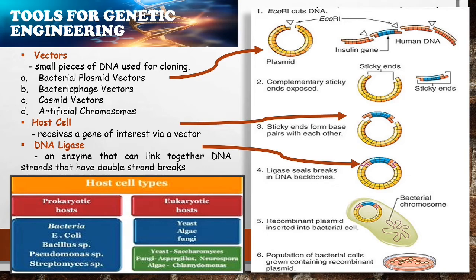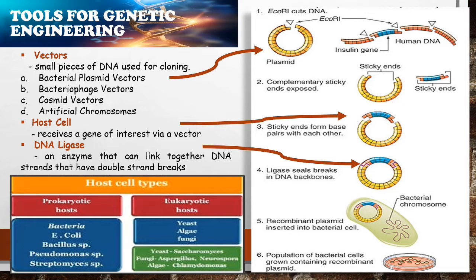Next we have bacteriophage vectors. These have engineered phage genomes previously genetically modified to have restriction sites. After insertion of foreign DNA, the recombinant phage genome is packaged into the capsid and used to infect host cells. Next, cosmid vectors. These have a selectable marker, multiple cloning sites from plasmids, and cos sites from bacteriophage.